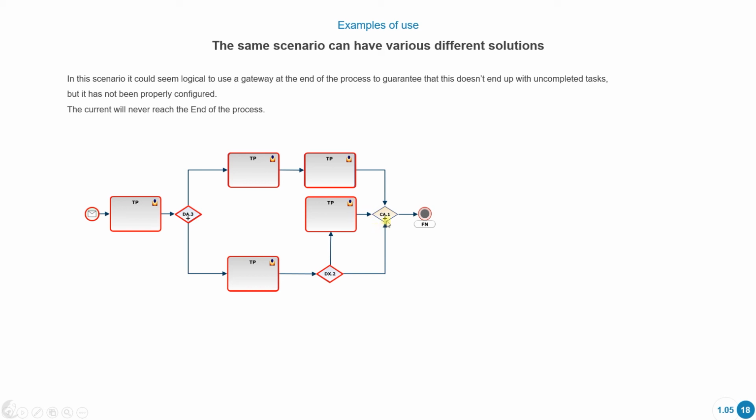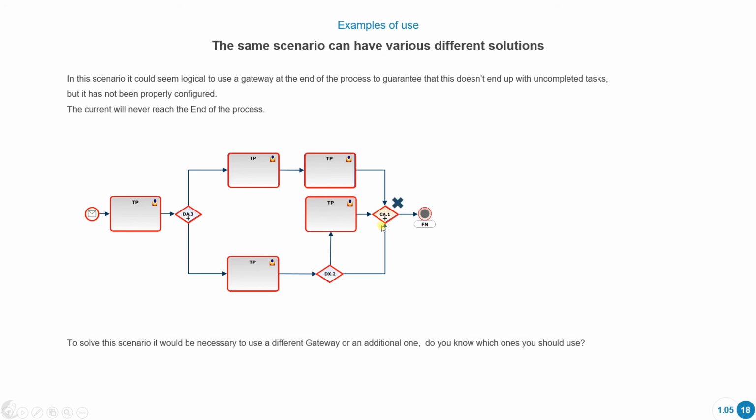But of these two inlets, only one or the other is going to arrive, because here we have a DX, and a DX gateway only has one valid outlet. So in this scenario, we can see that this is going to be stuck here forever. We have to change the CA gateway.